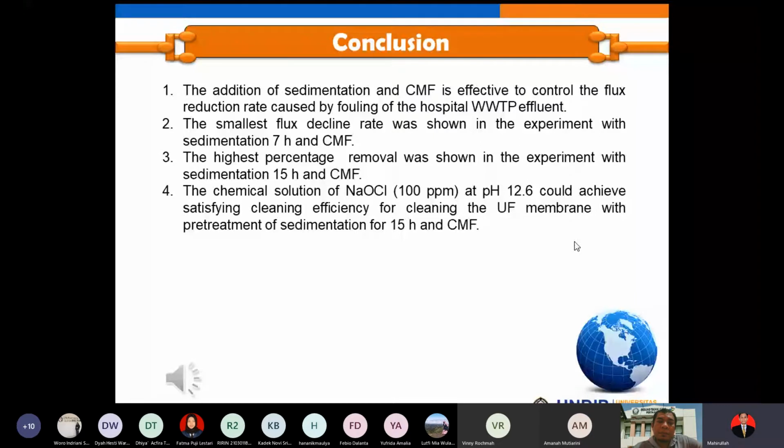And the chemical solution of sodium hypochlorite 100 ppm at pH 12.6 could achieve satisfying cleaning efficiency for cleaning the membrane after treatment of sedimentation 15 hours and cloth media filtration.